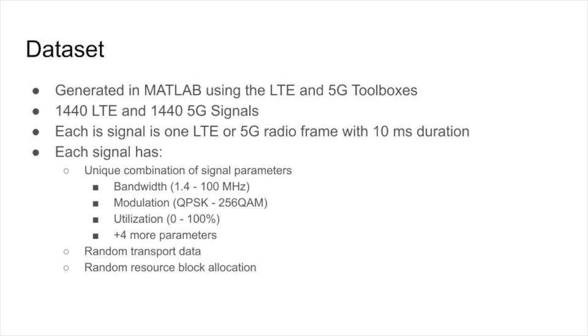So some of these parameters are bandwidth, which was varied from 1.4 to 100 megahertz. Modulation, which goes from QPSK to 256 QAM. The utilization of the total amount of data that could be transmitted in the radio frame was varied from 0 to 100%. And then there's also some additional parameters that were varied. On top of this, there was random transport data for every signal and random resource block allocation.